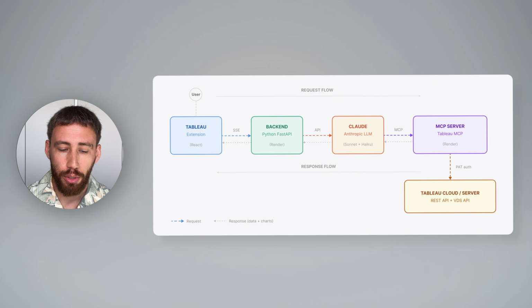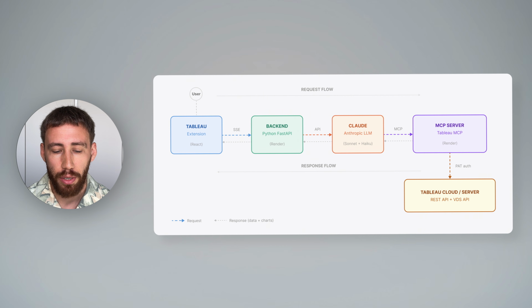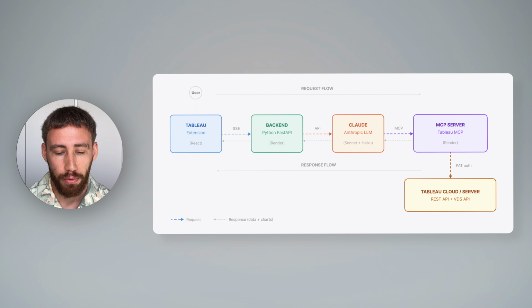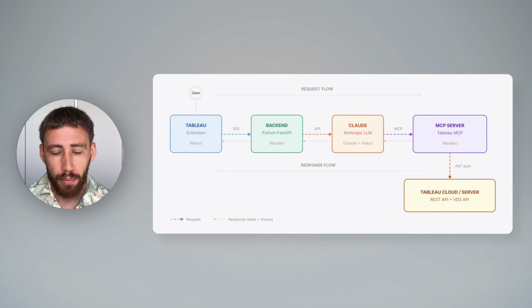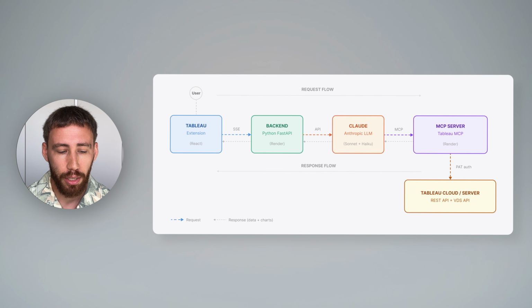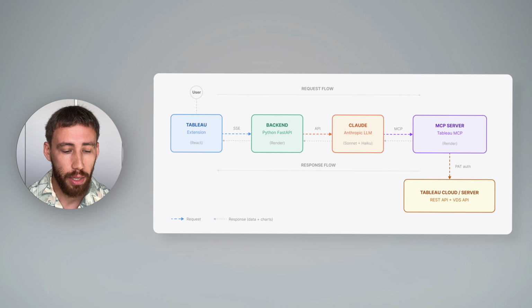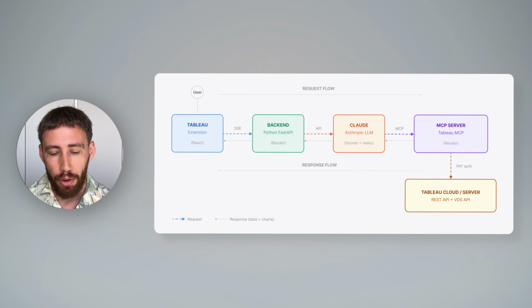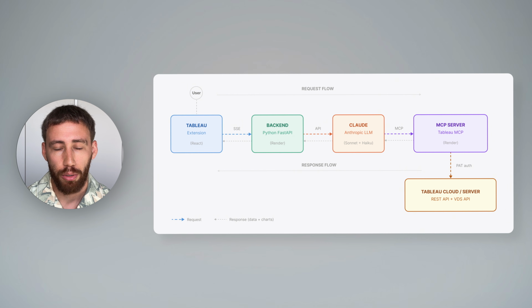Data flows back through the chain, Claude formulates a response, and the extension renders it. Here's what makes this universal. The MCP server authenticates via PAT and communicates through standard Tableau APIs, the REST API and the SQL Data Service API. These APIs are identical on cloud and server. This is the main feature for me in that case. So this entire setup works the same way regardless of whether you are on Tableau Cloud or Tableau Server.